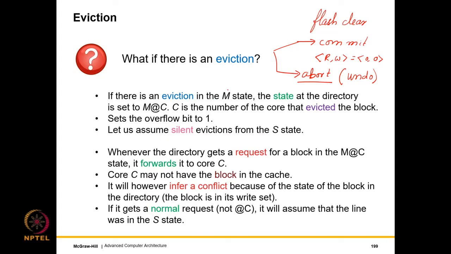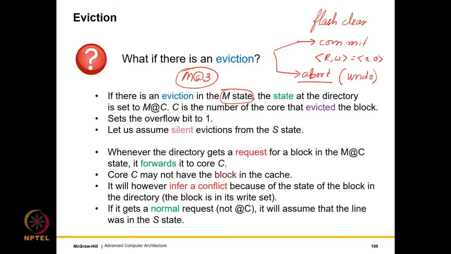So if there is an eviction in the M state, the state at the directory is set to M at C, where C is the number of the core that evicted the block. For example, let's say if core 3 evicted the block, the state at the directory will be M at 3. M at 3 basically means it was there in the modified state in core 3, but core 3 evicted the block from L1 to, let's say, L2. We set the overflow bit of core 3 to 1.